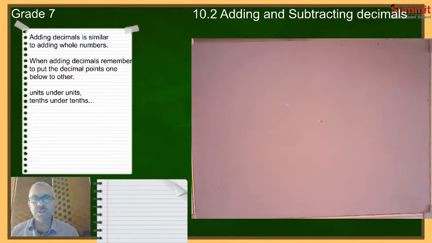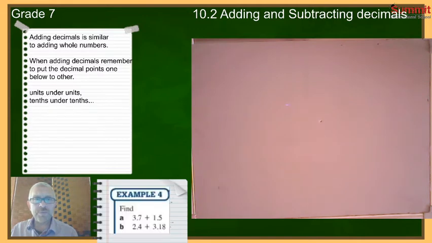Adding and subtracting decimals. Now we are going to follow the structures. The structure that we are going to follow is very simple. Adding decimals is similar to adding whole numbers. When adding decimals, remember to put the decimal points one below the other. Units will be under units, tens will be under tens, hundreds will be under hundreds. In this form, we are going to follow our lesson. Now let's solve our first example.